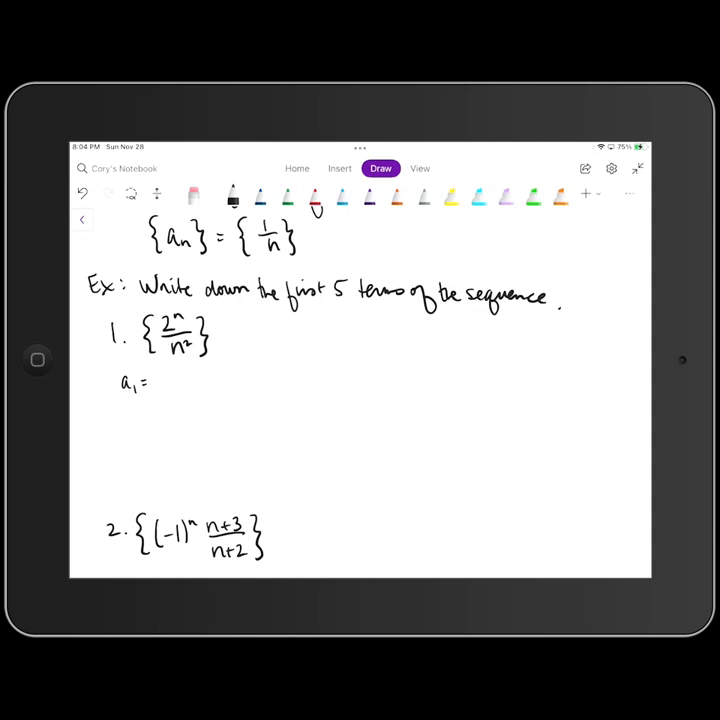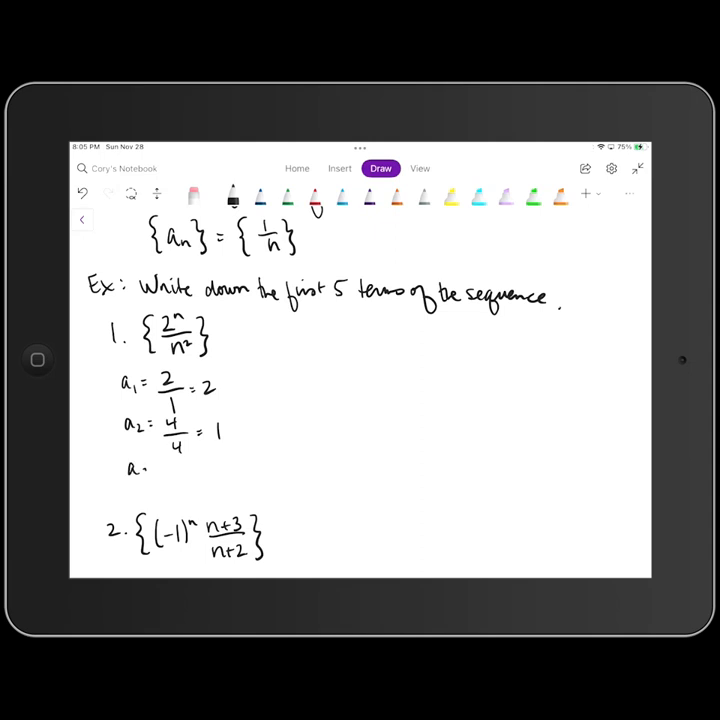So for number 1, we have the sequence generated by the formula 2 to the n power divided by n squared. When we plug 1 in the place of n for our first term, we get 2 to the first power, which is 2, over 1 squared, which is 1, and 2 divided by 1 simplifies to 2. For the next term, a sub 2, we plug 2 in the place of n. That's 2 squared, which is 4, divided by 2 squared, which is also 4. 4 divided by 4 simplifies to 1.